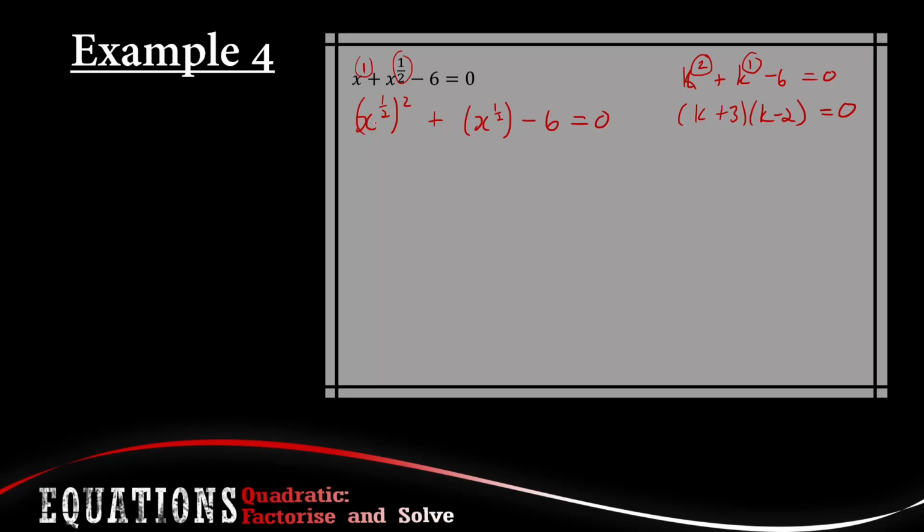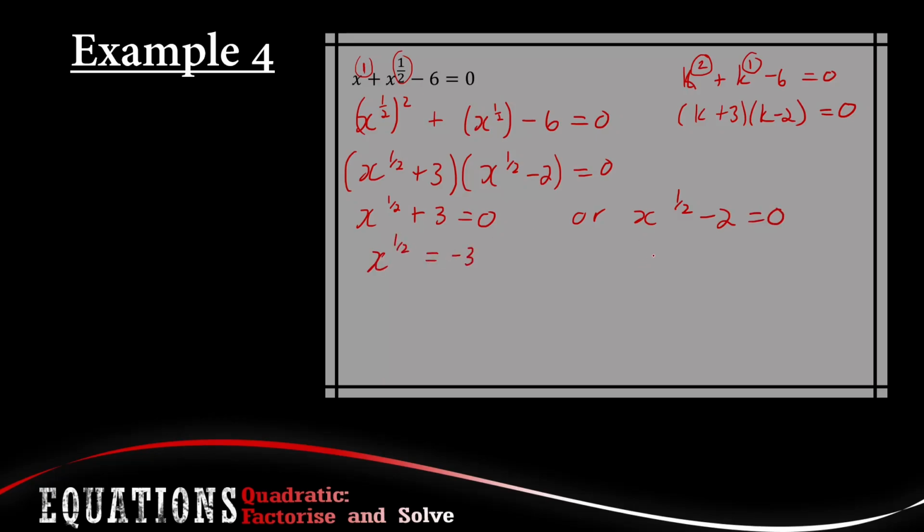But I think if you just carry on like this, then you'll have (x^(1/2) + 3)(x^(1/2) - 2) equal to 0. So now, continuing, x to the power of a half plus 3 is equal to 0, or x to the power of a half minus 2 equals 0. Okay, and if we solve that, we start with taking the 3 over to the other side, negative 3, and x to the power of a half equals 2.